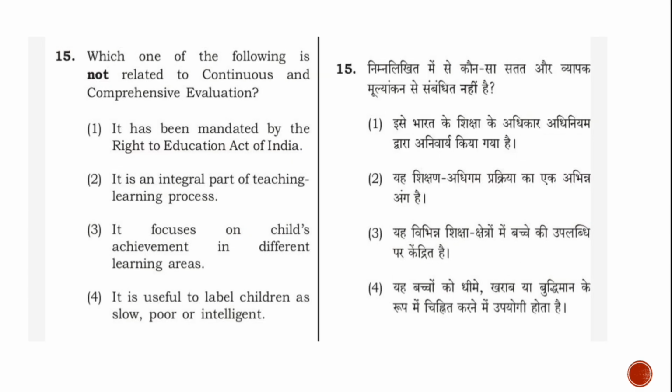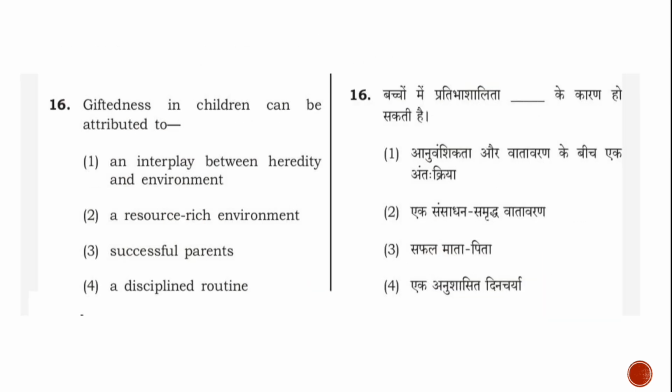Which one of the following is not related to continuous and comprehensive evaluation? Answer. It is useful to label children as slow, poor, or intelligent. Giftedness in children can be attributed to dash. Answer. An interplay between heredity and environment.